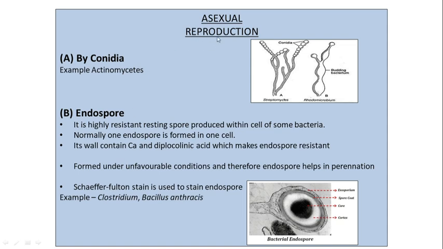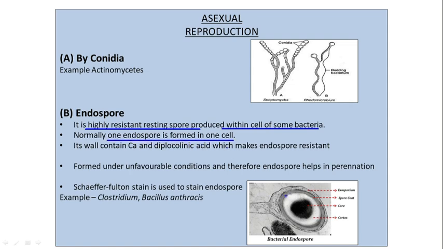Apart from vegetative, we do have asexual reproduction. Asexual reproduction can be of the following types. First, by conidia. For example, small buds or conidia are formed in Streptomyces and Rhodomycelium. These buds separate, and this is a kind of asexual reproduction. Another interesting type is endospore. In a number of bacteria, there are endospores. Endospores are highly resistant resting spores which are produced within the bacterial cell. Normally, one endospore is formed in one cell.